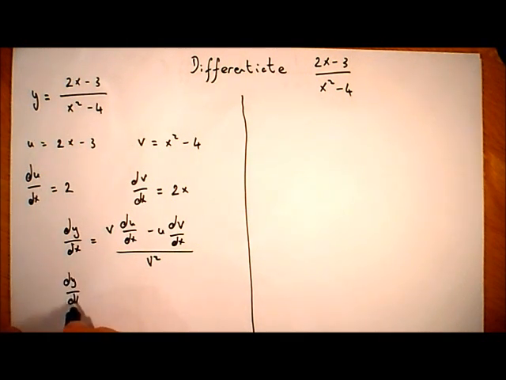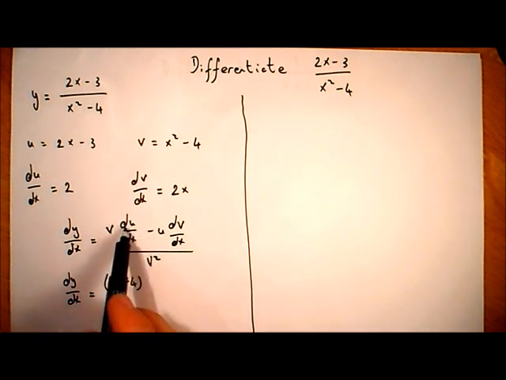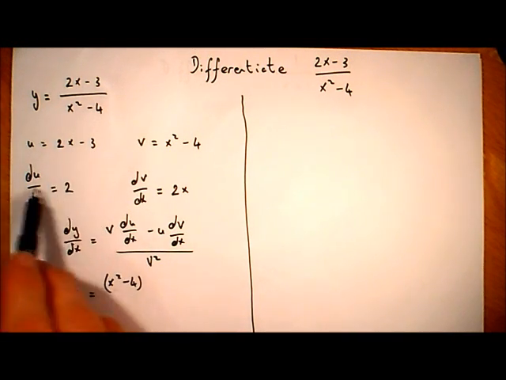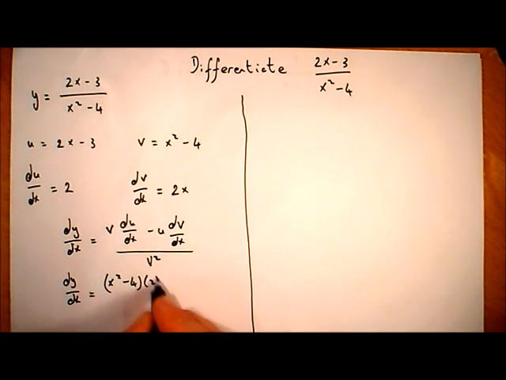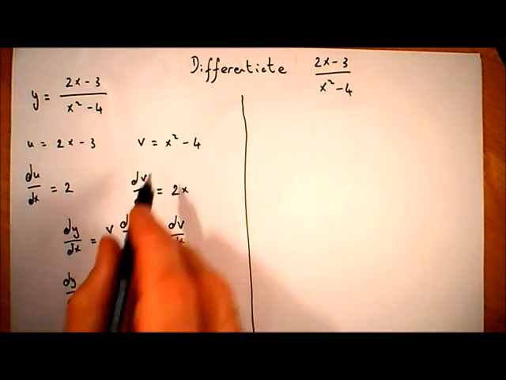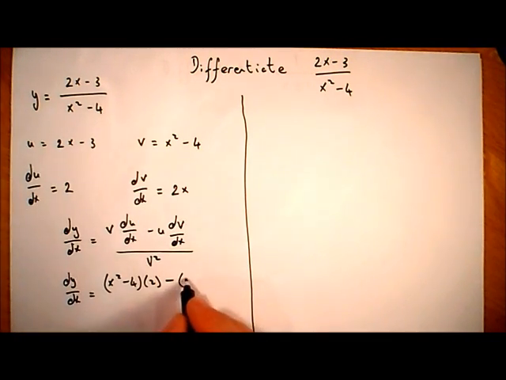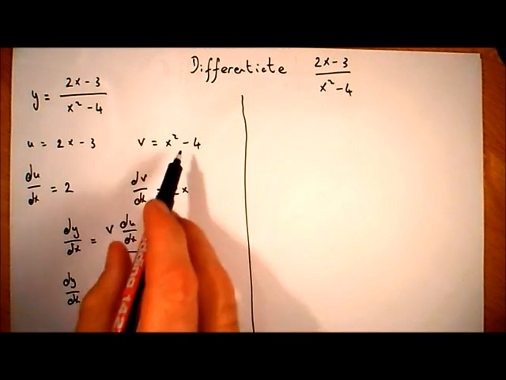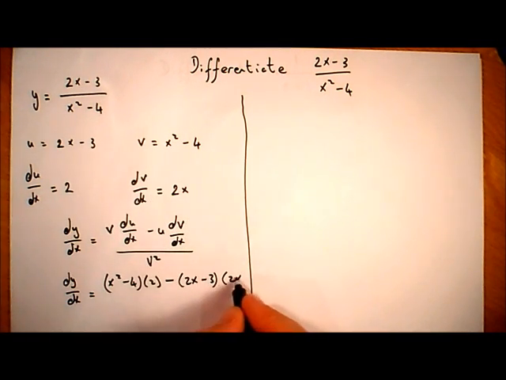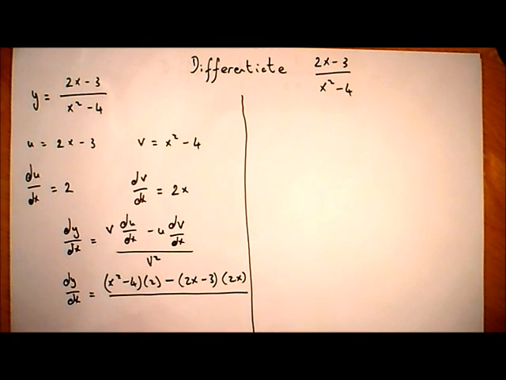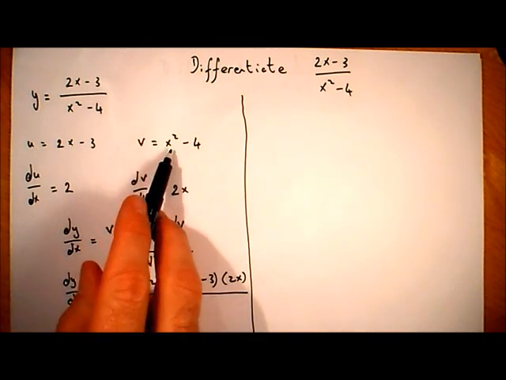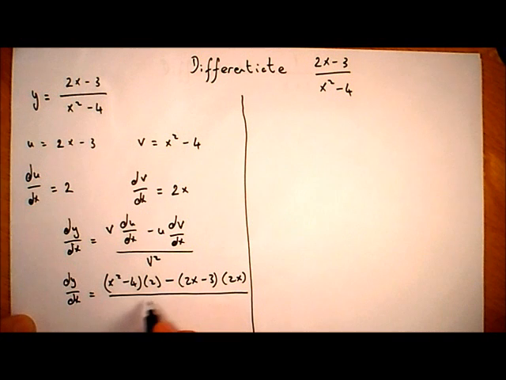So dy over dx is equal to v, so x squared minus 4, times du over dx. Du over dx just means u differentiated. So du over dx is 2. So times 2 minus u. So u is 2x minus 3 times dv over dx, so times 2x. All divided by v squared. So v squared is x squared minus 4 all squared. So all divided by x squared minus 4 all squared.